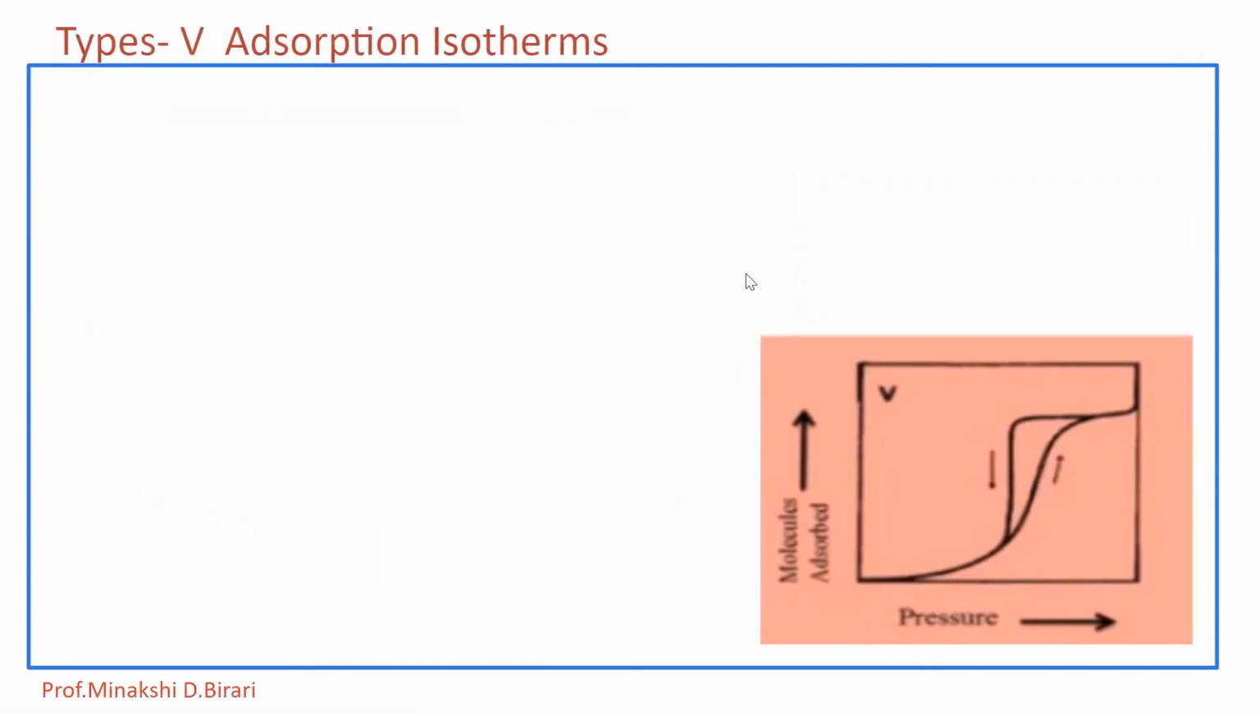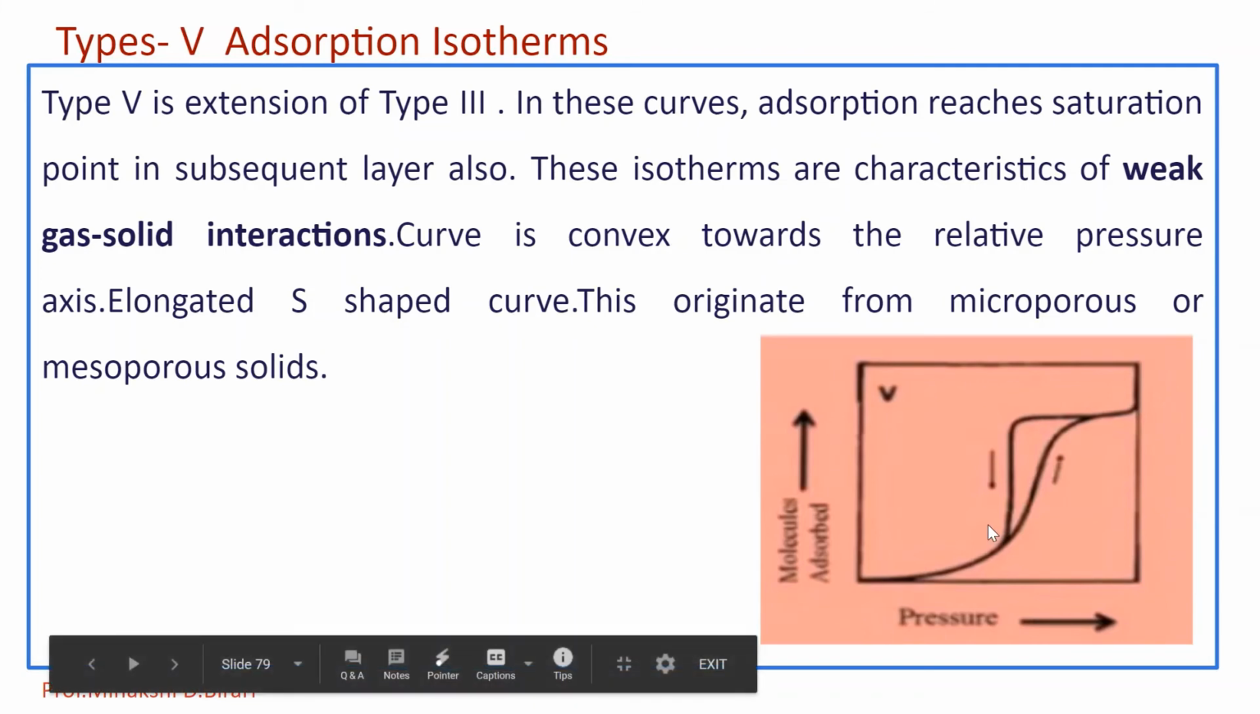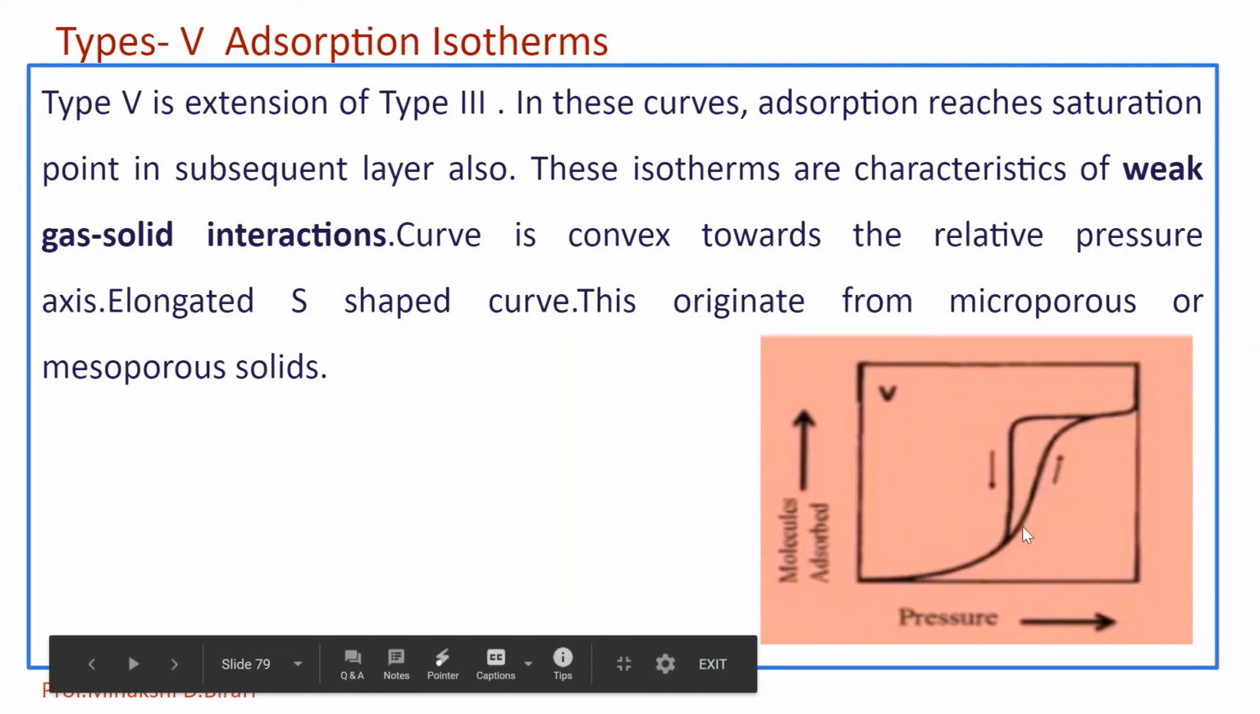Now the next, type 5th adsorption isotherms. The type 5th adsorption isotherm is also an extension of type 3 adsorption isotherm. In these curves, adsorption reaches the saturation point in subsequent layers also. These isotherms are characteristic of weak gas-solid interactions, and here the curve is convex towards the relative pressure axis. The curve is elongated S-shape. This originates from microporous or mesoporous solids.